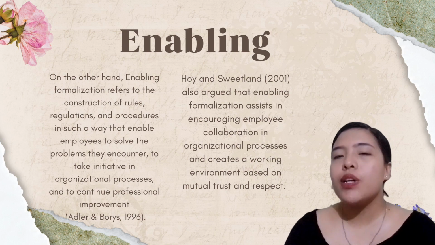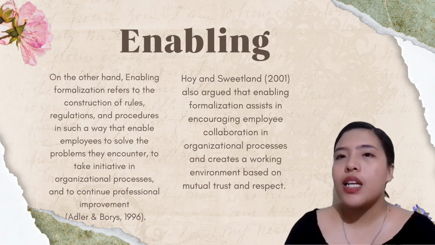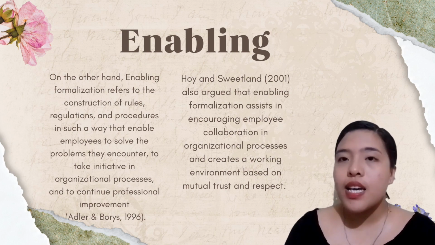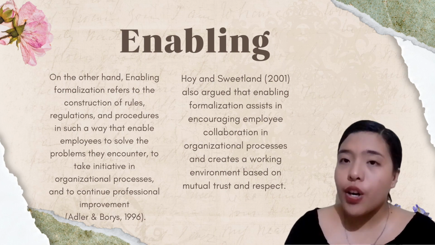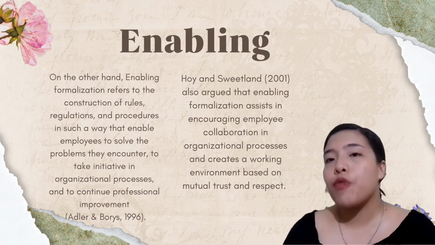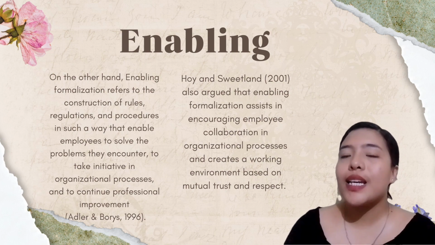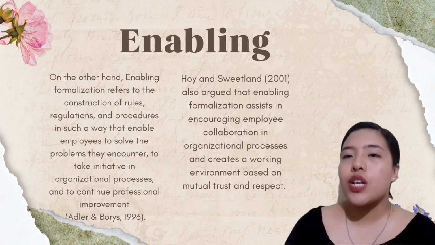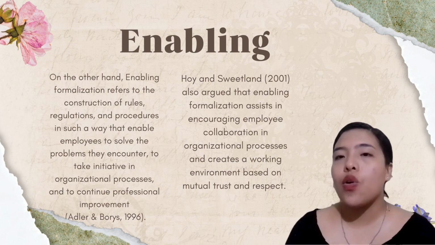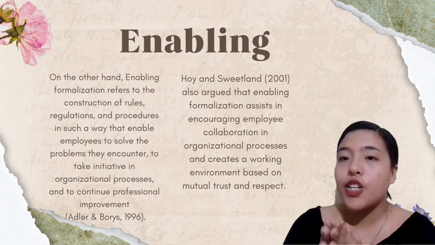On the other hand, enabling formalization refers to the construction of rules, regulations, and procedures in such a way that enable employees to solve the problems they encounter, to take initiative in organizational processes, and to continue professional improvement, and that is according to Adler and Borys in 1996. However, according to Hoy and Miskel in 2004 to 2010, in enabling formalization, the bureaucratic rules are more flexible and the employee needs are taken into consideration. They also argued that enabling formalization assists in encouraging employee collaboration in organizational processes and creates a working environment based on mutual respect and trust.